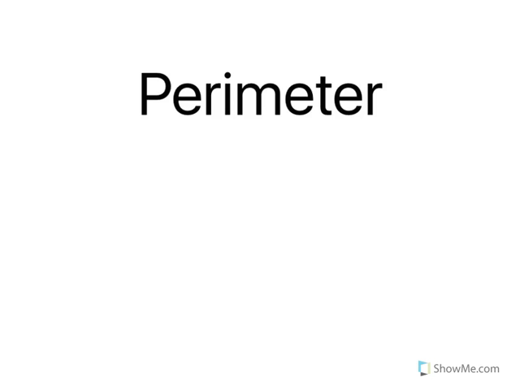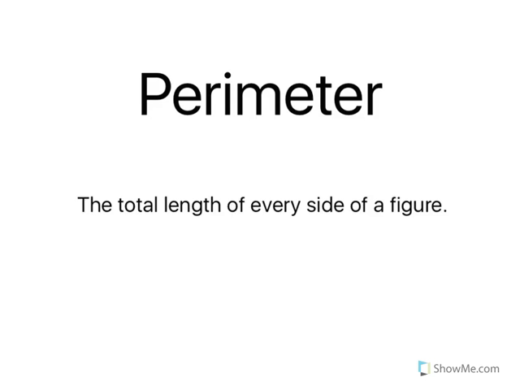So the first thing we need to know is what is perimeter. When I'm talking about measuring perimeter, we're talking about the total length of every side of a figure. The important part you need to know here is that it's the total of every side. You have to make sure you get every single side of the figure.